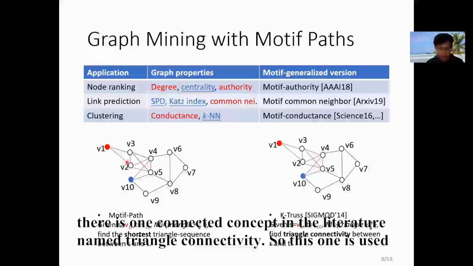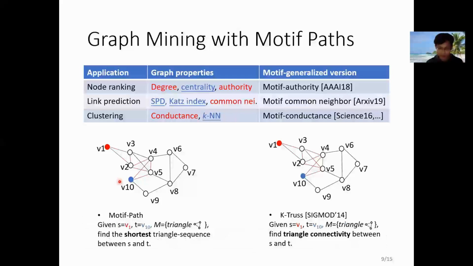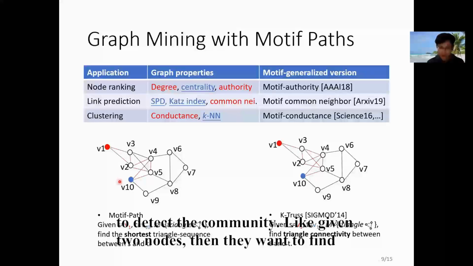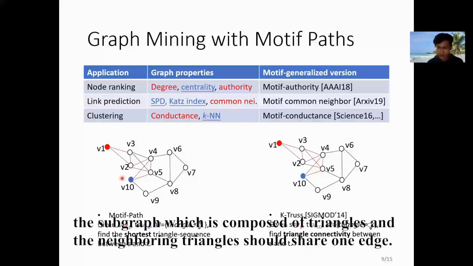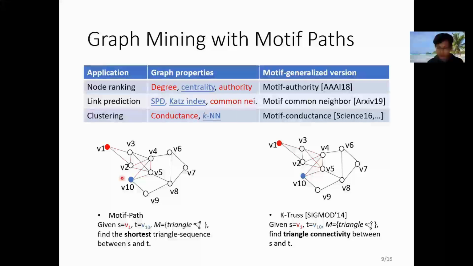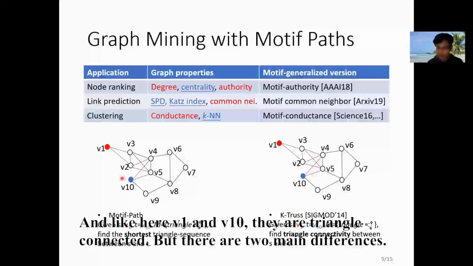2 nodes. There is one related concept in the literature named triangle connectivity. It is used to detect communities: given 2 nodes, they want to find the subgraph composed of triangles, where neighboring triangles should share one edge. Here, V1 and V10 are triangle connected. But there are 2 main differences.